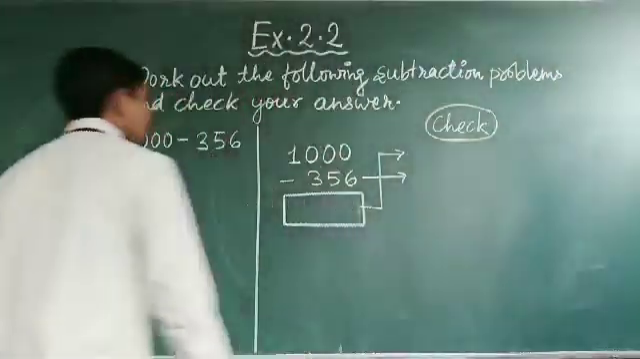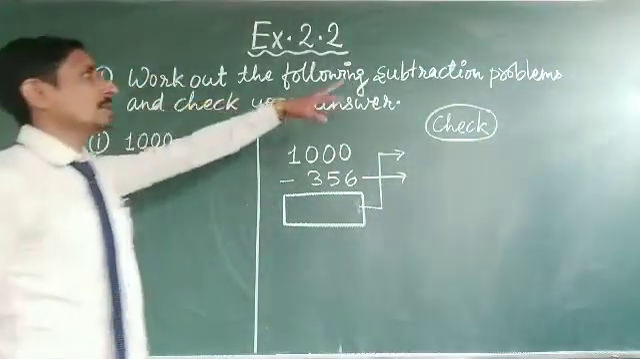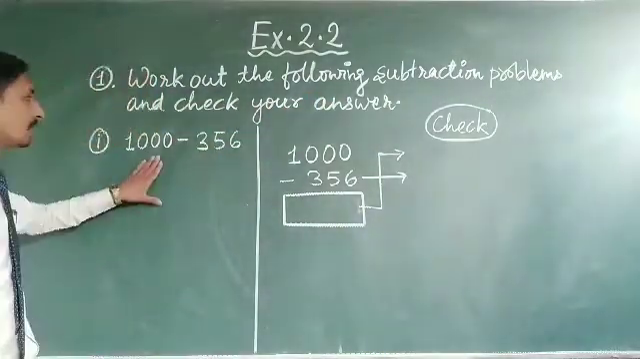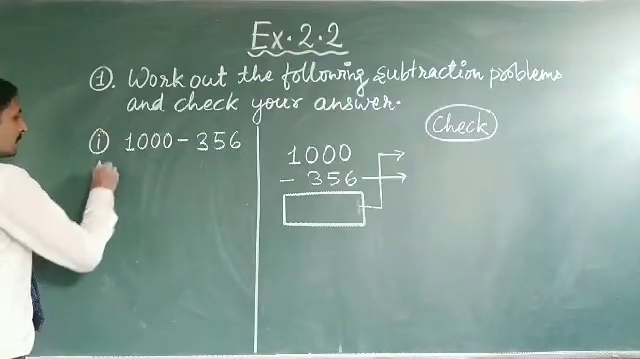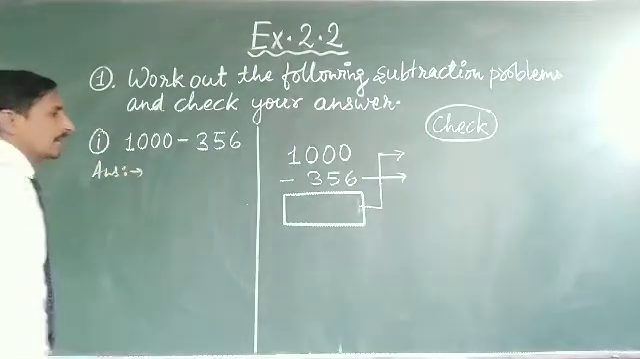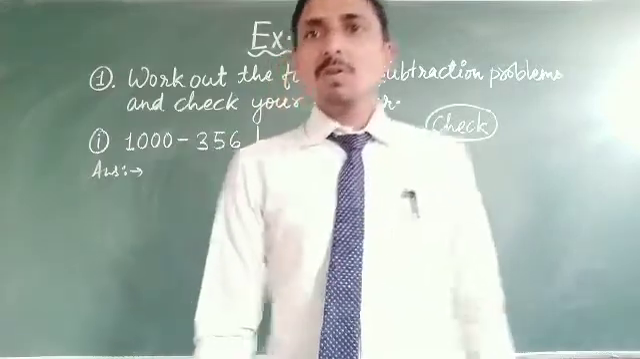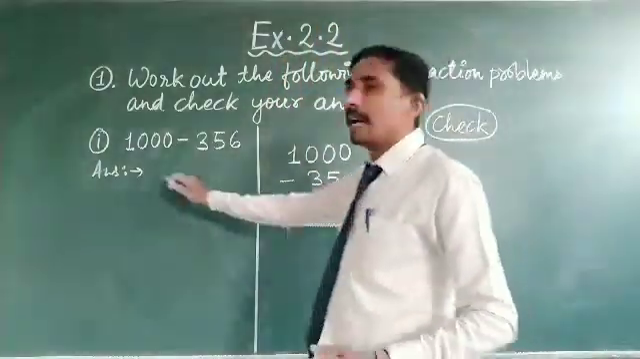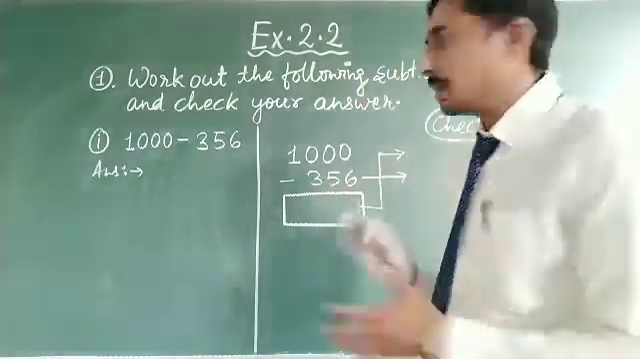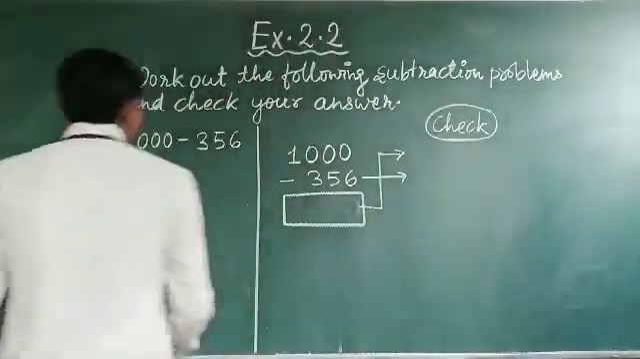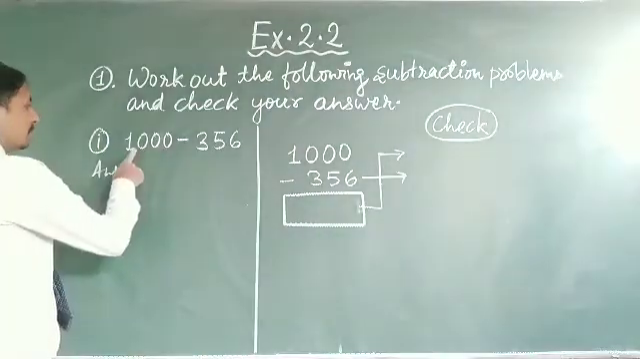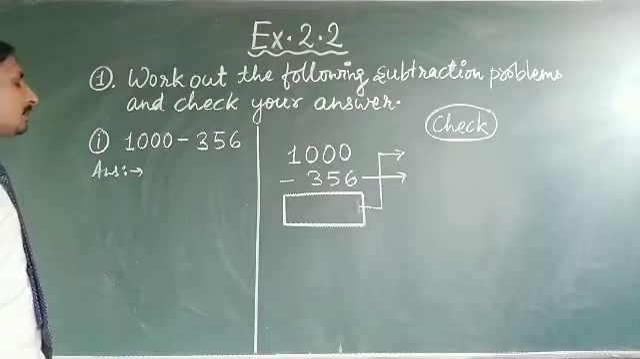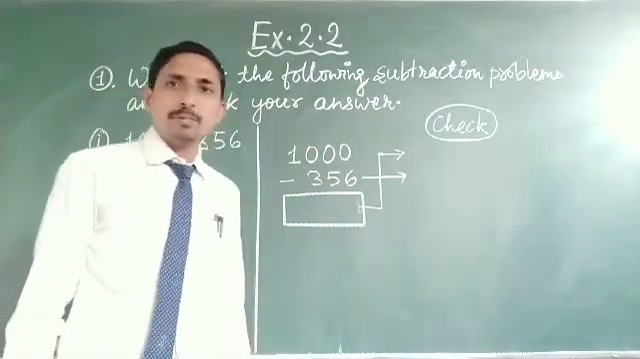So our first question is, work out the following subtraction problems and check your answer. We have to work out the subtraction problems, and then check our answer also. For checking the answer we use the addition method, and for finding the answer we subtract the numbers. You see, the first number is a 4-digit number and the next number is a 3-digit number. A 3-digit number is easily subtracted from a 4-digit number.